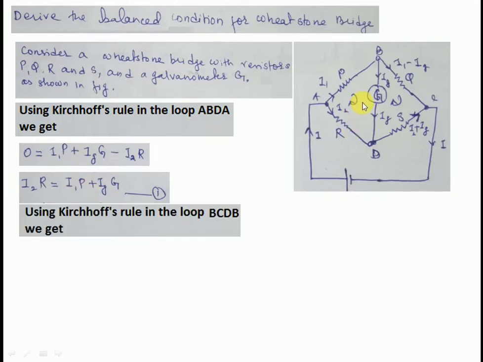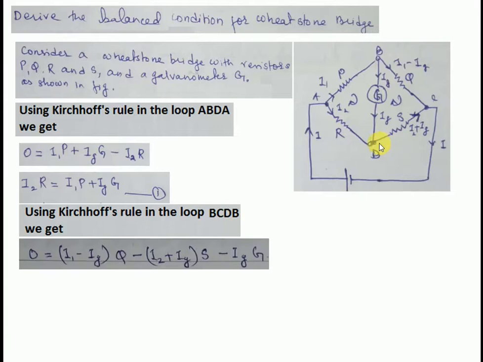Now I'll again use Kirchhoff's voltage rule out here, and as there is no EMF again, so I'll write 0 is equal to, so now I'll start from this G. Out here current is coming downward, my loop is going upward, so this will be negative, so this will be negative IgG. So when you come this side, it will become positive because current and direction of loop is going downwards, so this will be positive (I1 minus Ig) Q.